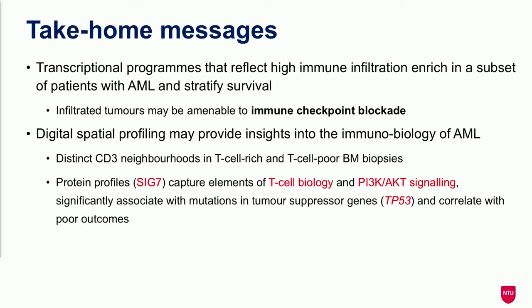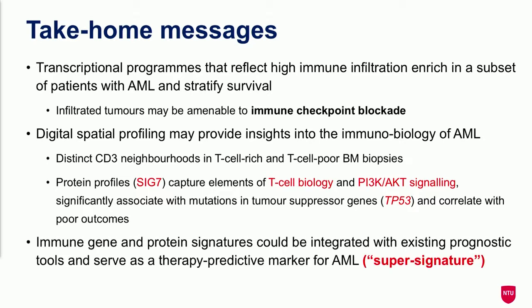And DSP may provide really useful insights into the immunobiology of AML. We detected distinct CD3 neighborhoods in T-cell rich and T-cell poor bone marrow biopsies, and we identified predictive biomarkers, so protein profiles which capture elements of T-cell biology, PI3K, AKT signaling, but also significantly associate with mutations in tumor suppressor genes such as TP53, and last but not least, they correlate with poor outcomes.